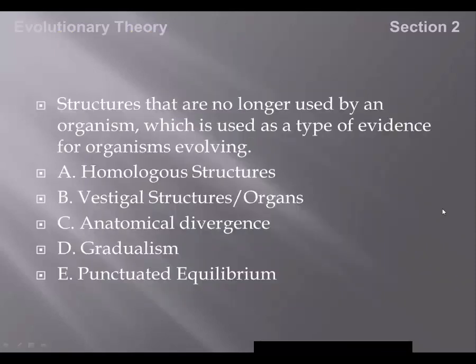So structures that are no longer used by an organism, which is used as a type of evidence for organisms evolving, is that A, homologous structures, B, vestigial structures or organs, C, anatomical divergence, D, gradualism, or E, punctuated equilibrium.